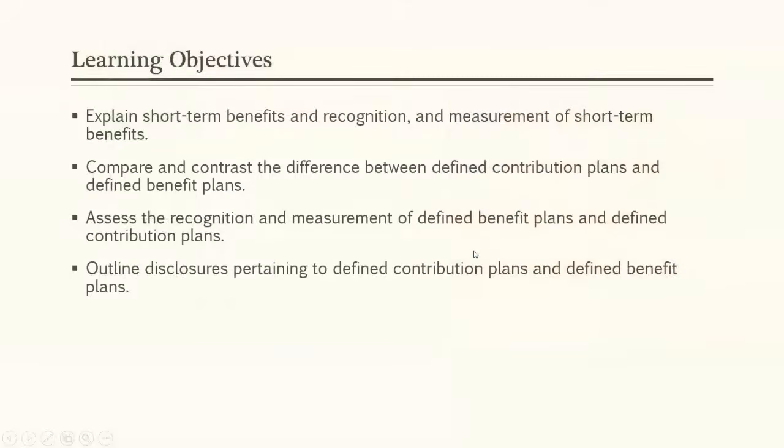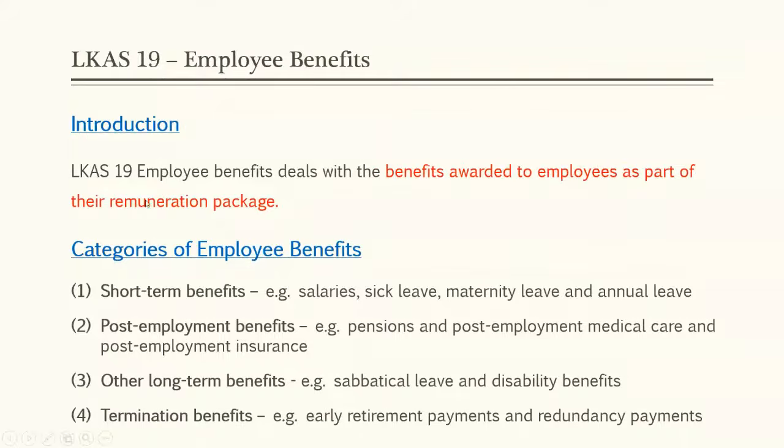You can read and understand these definitions. LKAS 19 Employee Benefits deals with the benefits awarded to employees as part of their remuneration package. The categories we have discussed are short-term and long-term. Long-term is divided into post-employment and other long-term benefits, and then the termination benefits. Short-term benefits are those with less than 1 year between the earning period and the date of payment. Examples: salaries, sick leaves, maternity leaves, annual leaves.